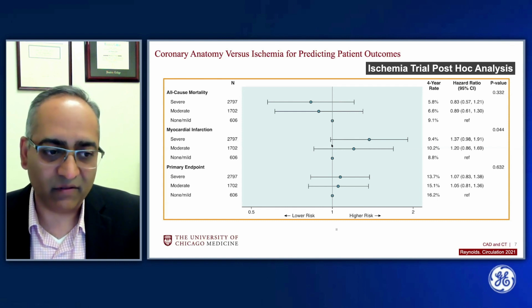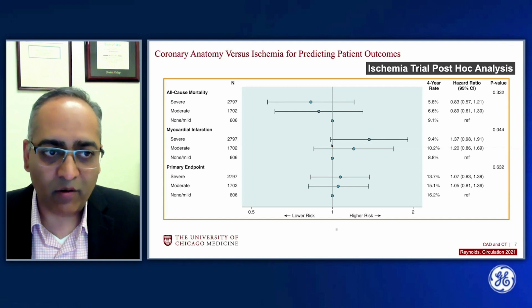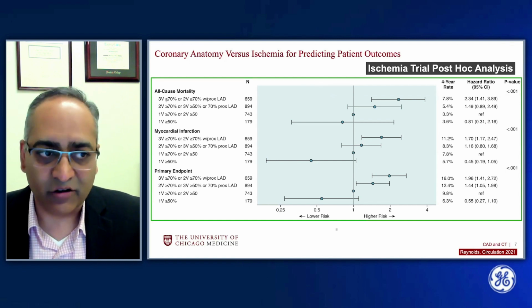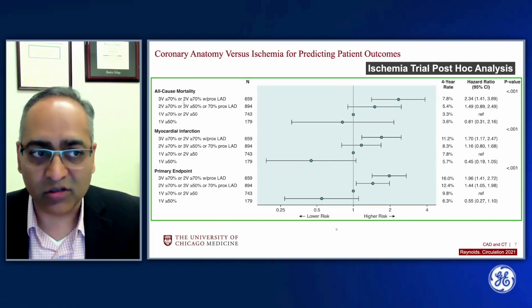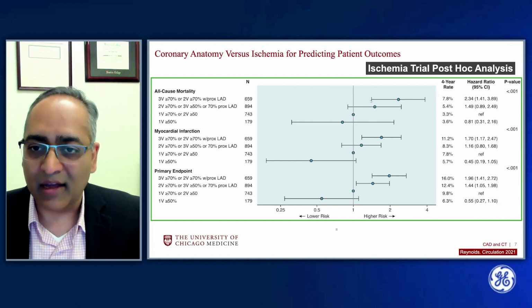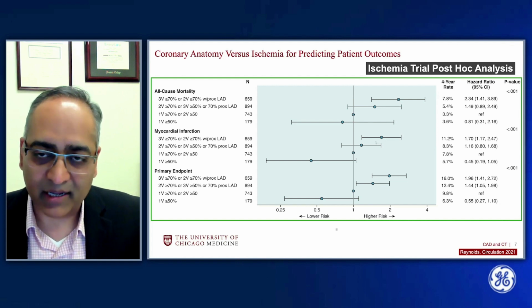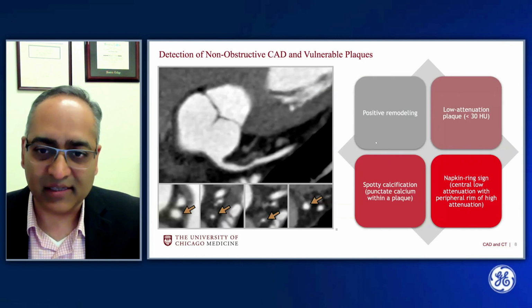could be definitively detected. However, when they looked at the anatomy of these patients, those patients who had severe 3-vessel coronary disease or severe 2-vessel coronary disease in which one of the lesions was a proximal LAD stenosis, you can see those patients indeed had a higher rate of all-cause mortality and a higher rate of myocardial infarction, suggesting that the anatomy is more predictive of outcomes than the ischemia.